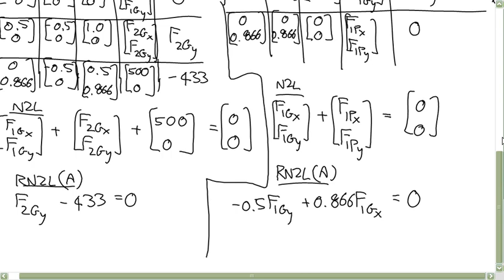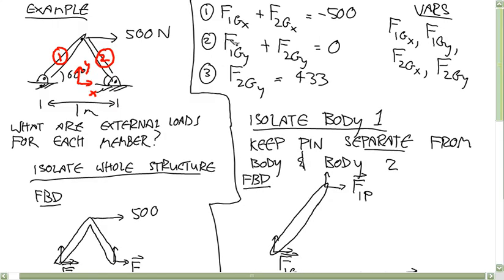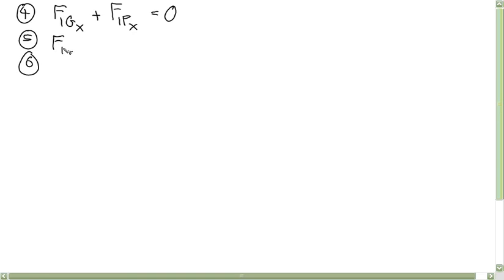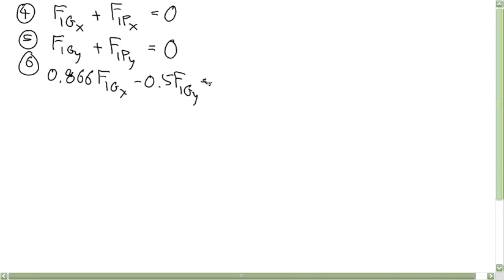Okay. So let's summarize what we have now. We still have these three equations, right? Those are the first three equations of our system. Now we have three more. So I'll just number those as 4, 5, and 6. You got F1GX plus F1PX is equal to zero. You got F1GY plus F1PY is equal to zero. And I just rearranged these terms. Positive 0.866 F1GX minus 0.5 F1GY is equal to zero.